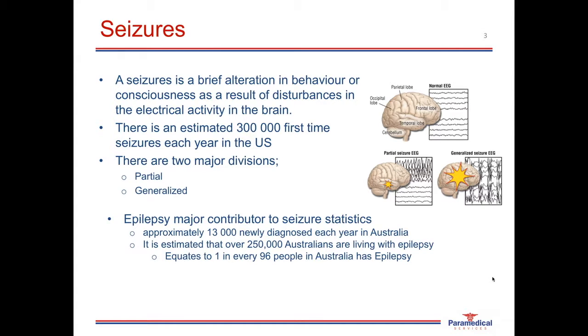Epilepsy is a chronic condition which manifests in seizures. It's a major contributor to seizure statistics worldwide. There's approximately 13,000 newly diagnosed epileptics each year in Australia. It is estimated that there are over 200,000 Australians living with epilepsy. This equates to 1 in every 96 people in Australia. These are quite high and significant statistics that reflect how common epilepsy is.